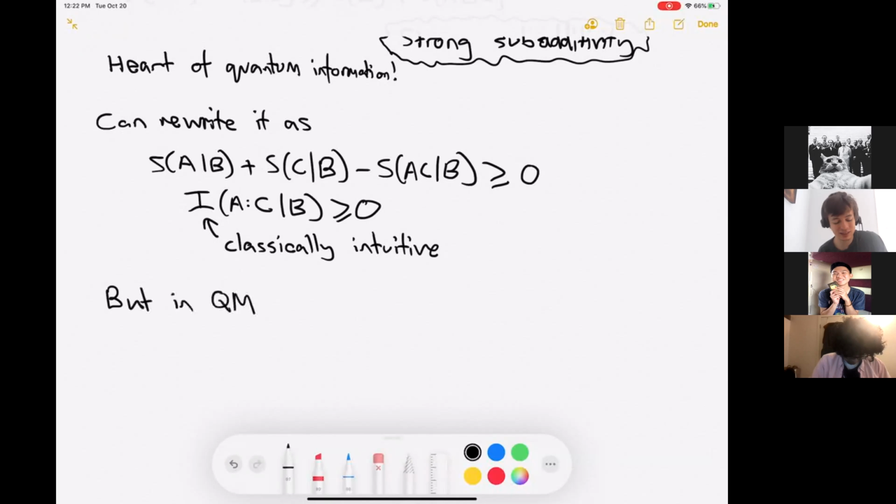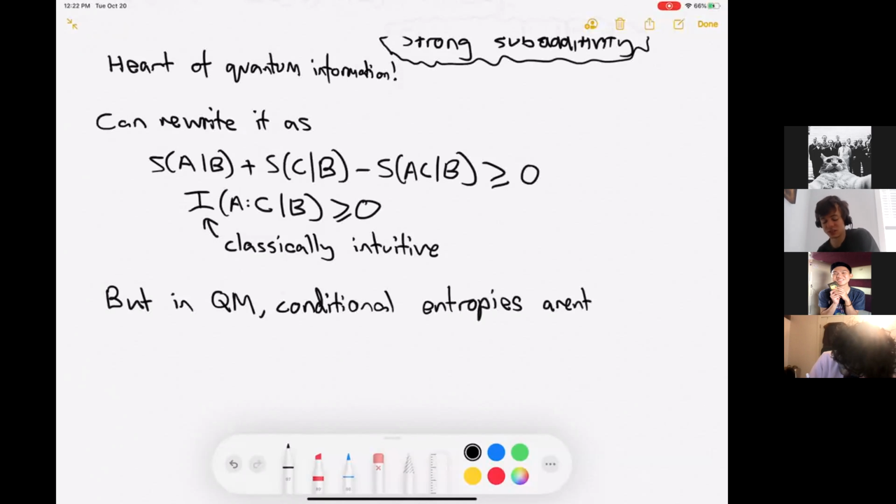That in quantum mechanics, these conditional entropies aren't even positive, right? So S of A conditional on B and S of C conditional on B can be negative. But somehow it works out that if they are, then S of AC conditional on B is more negative, and that makes the full conditional mutual information, sometimes called CMI, positive.